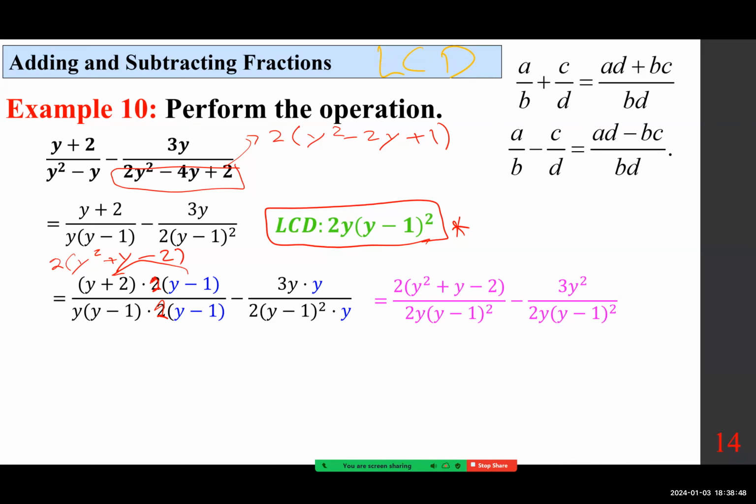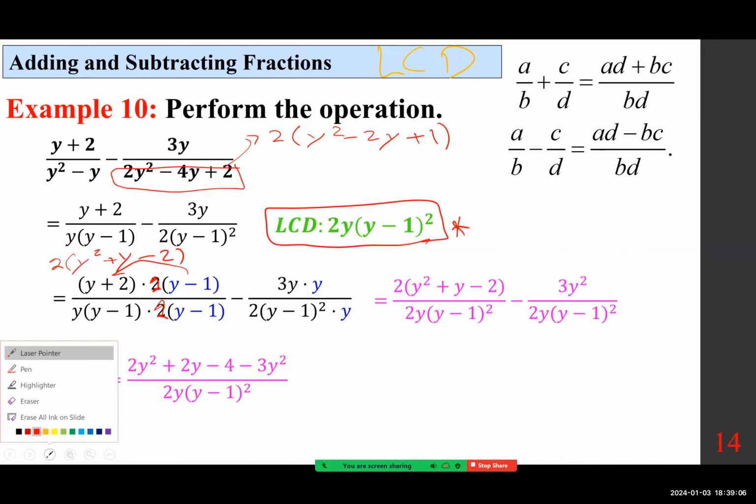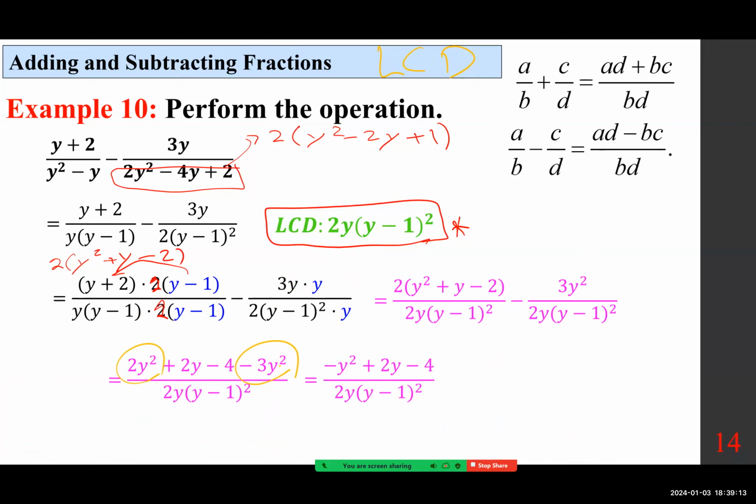So to put them together, simply this one is 3y squared. So 2 times y squared is 2y squared plus 2y minus 4, and we just write this with the negative in front of it. This negative gives this. So combine this 2 into negative y squared, and this can't be factored. Okay, this must be 4 or negative 4.